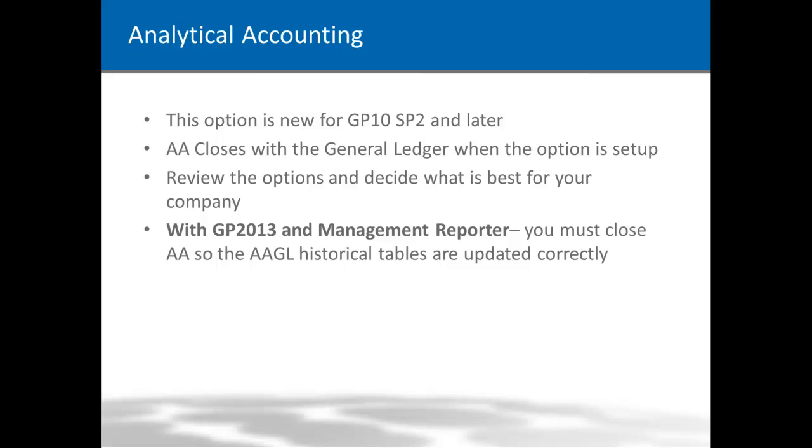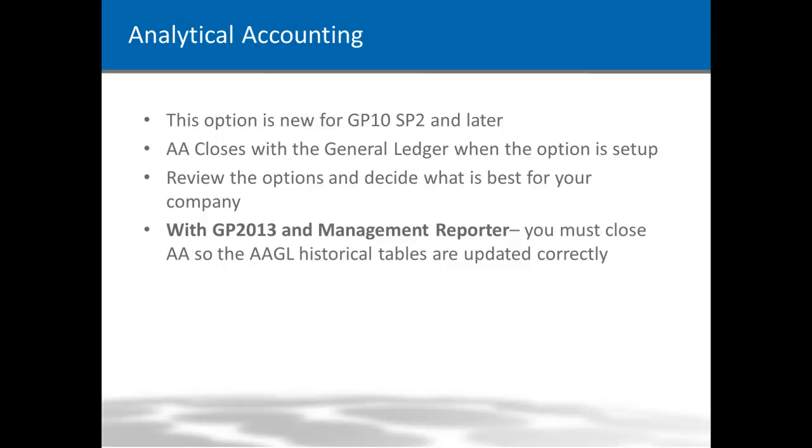Now, if you're using analytical accounting, analytical accounting has some unique things that started happening with GP10, SP2, and later. So AA closes with the general ledger when the option is set up. And then you're going to review the options and decide what's best for your company.